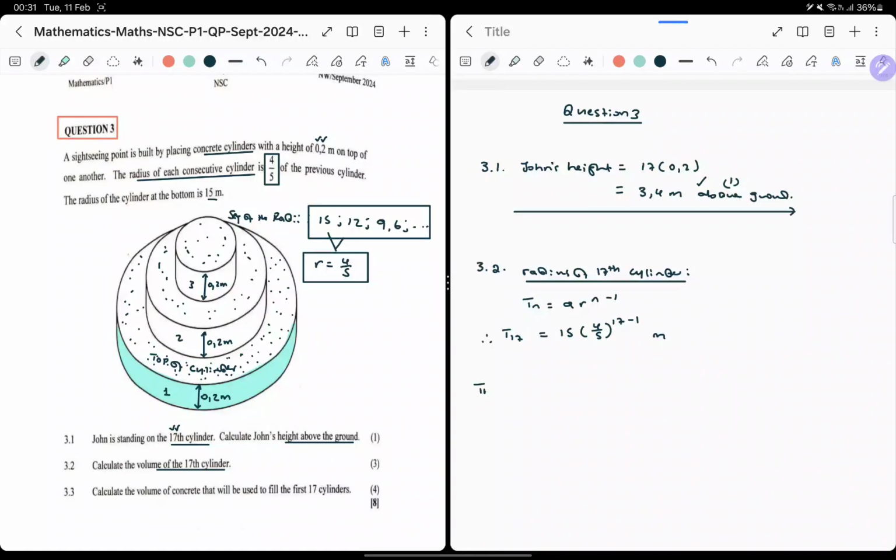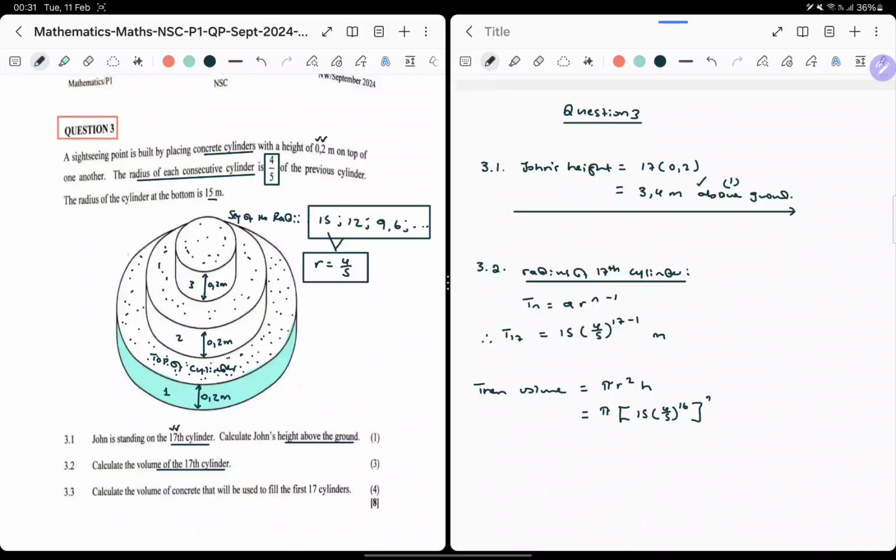But now we can say then volume is going to be, remember, for a cylinder, the area of the base, and the area of the base is pi r squared, times h, which is the height of the cylinder. Which is going to be equal to pi into the radius, which is exactly what we have found. So the radius is a bit complex now. So this is 15 into 4/5 to the 16. We can simplify it now.